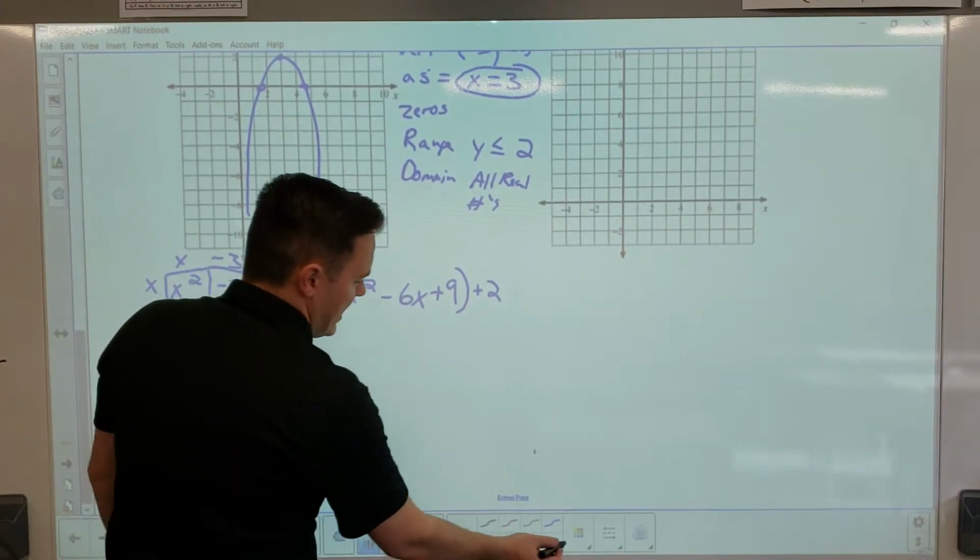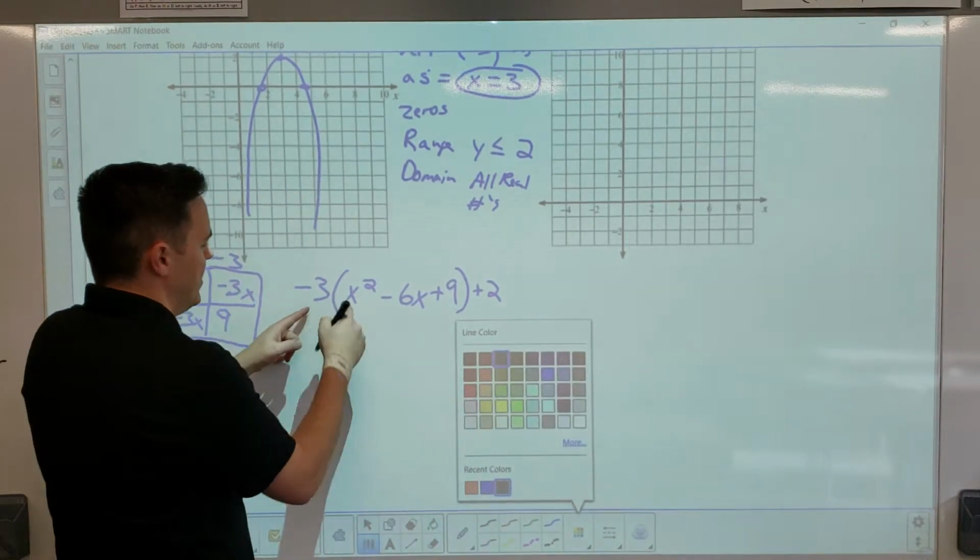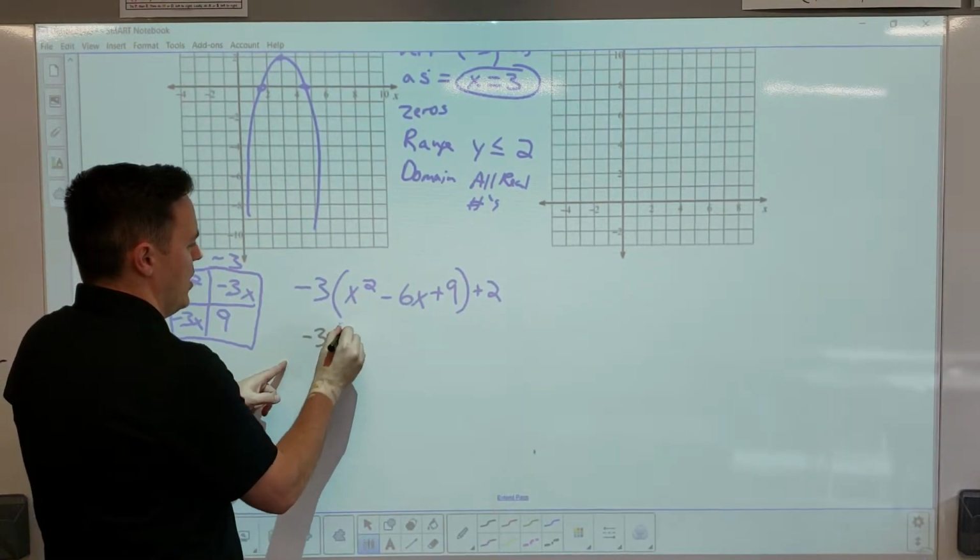Now I can just put it all together. All right, multiply it out. -3x squared.